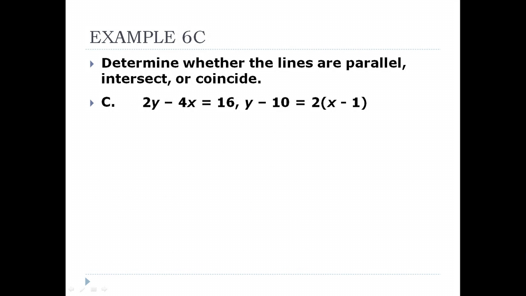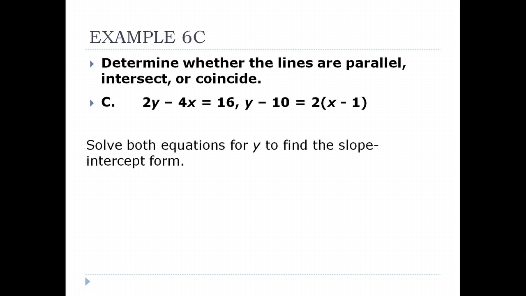Let's look at one more example. Determine whether the lines are parallel, intersect, or coincide. We have 2y minus 4x equals 16, and y minus 10 equals 2 times x minus 1. Neither of these are in y-intercept form, so we're going to solve both equations for y.